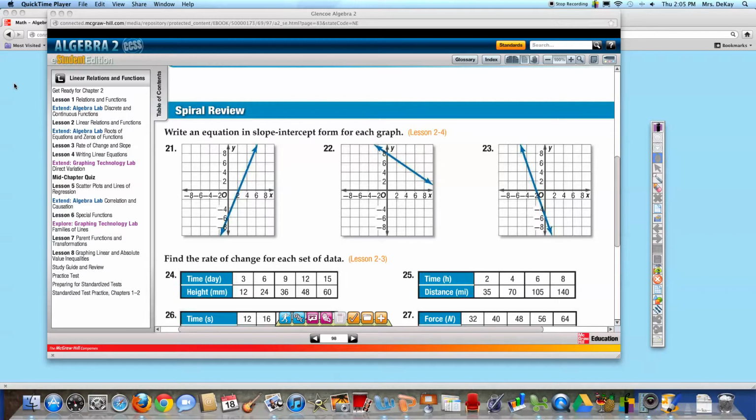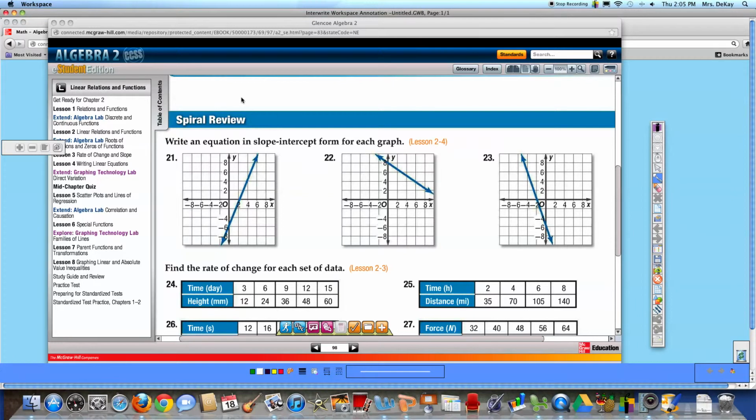So for number 1, in order to write the equation of a line in slope-intercept form, you have to know the slope and the y-intercept. Do you agree? Yes. Your slope is going to go here. That's your slope. And your y-intercept is going to go here. What is the y-intercept? Define it for me. Where the line crosses the y-axis.